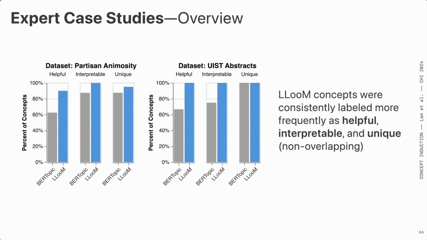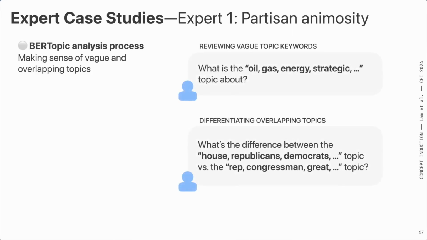Where things got a little bit more interesting is when we walked through the analyst's experience as they were analyzing data. For the sake of time, I'll cover one expert's experience in depth as it's illustrative of both case studies. When analyzing the BERT topic results, the expert spent most of their time just making sense of the vague and overlapping topics. What does oil, gas, energy, strategic mean? What's the difference between House, Republicans, Democrat, and Rep, Congress, Great? This required going back and forth between these keywords and the raw examples themselves.